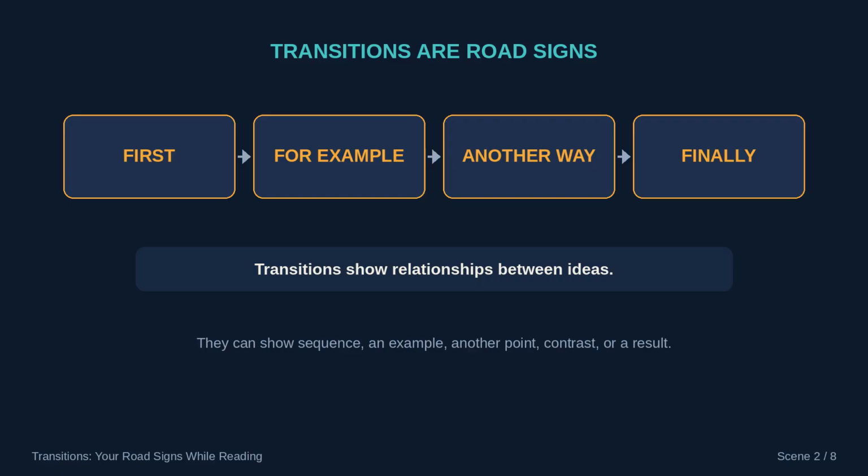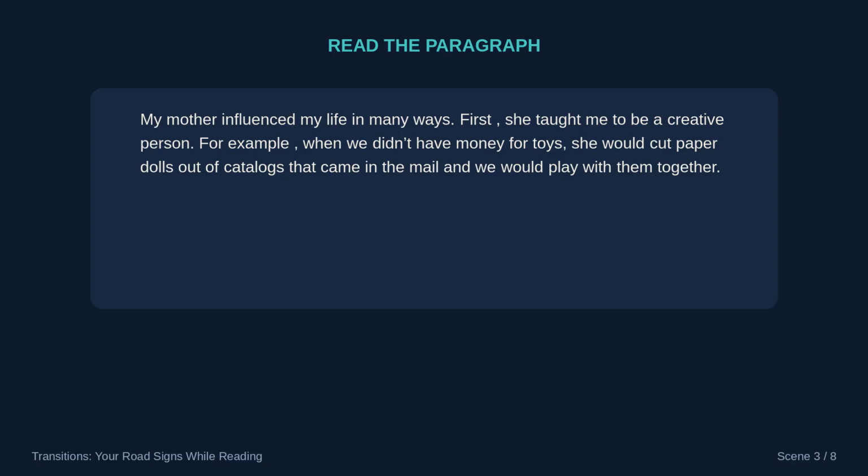This is a paragraph that I have written about my mother. Here's our first transition. First. When you see the word first, what should you expect? You expect a first point. The writer, that's me, is beginning a list of ways that her mother influenced her.